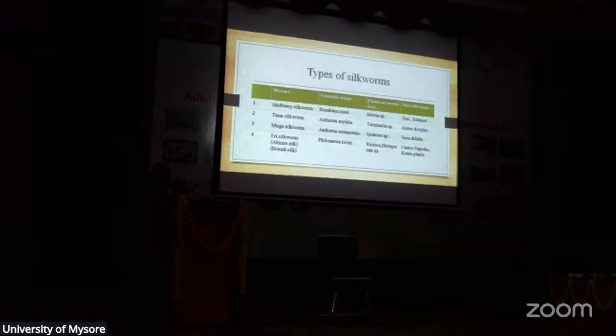In Maharashtra, mainly mulberry and tussar silk is produced in large amounts. That's why the mulberry plant is known as the tutti plant. In Maharashtra, it is commonly called tutti lagad. Okay.